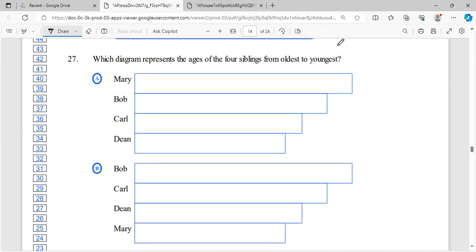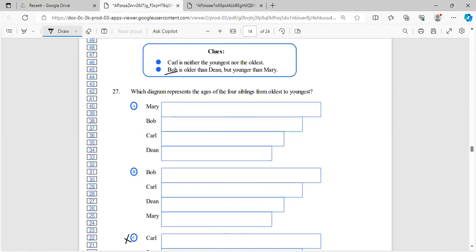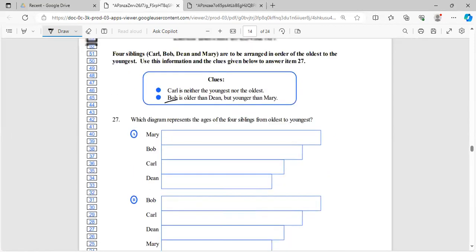Which diagram presents each of the four children from the oldest to the youngest? Alright, I think that's about it. Let me just zoom in now. Carl is neither the youngest nor the oldest. Alright, cool. Bob is older than Dean. Oh, I forgot this part, you know. But younger than Mary. So Bob is younger than Mary. Alright, so here couldn't be. It has to be A because of that.